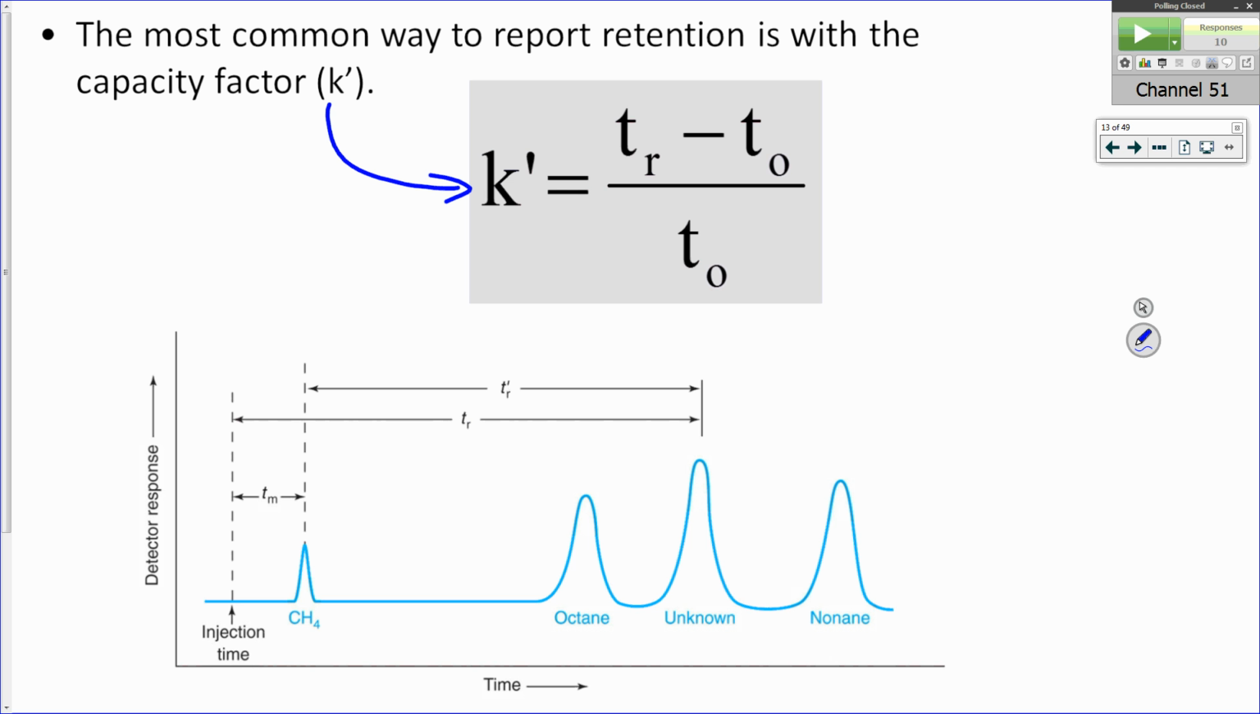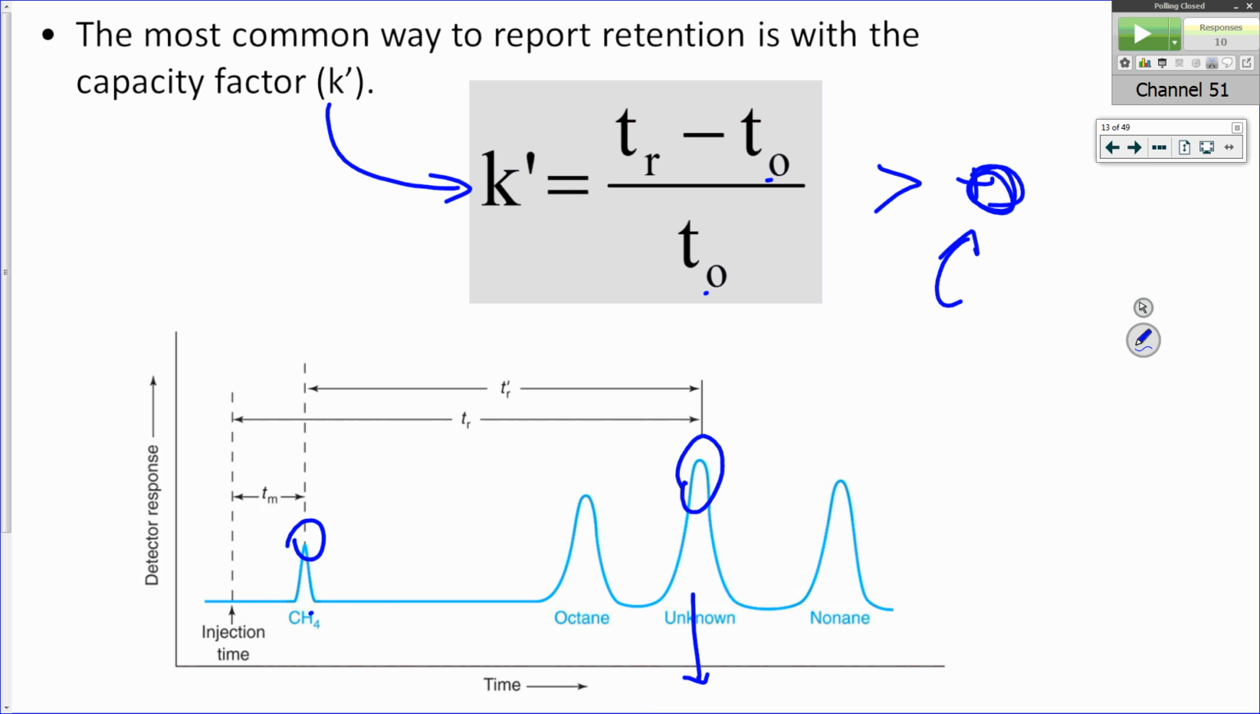What it is, is the adjusted retention time: tR less t naught, divided by the void time t naught. You simply take the time of the peak you're looking at, whatever its time is, less the t naught time, so something that's unretained. Subtract those and divide by t naught. So these things are always going to be positive. They have to be greater than 0.